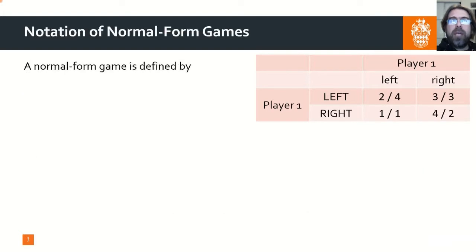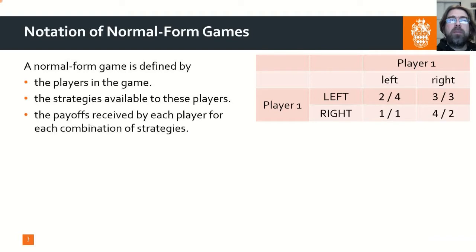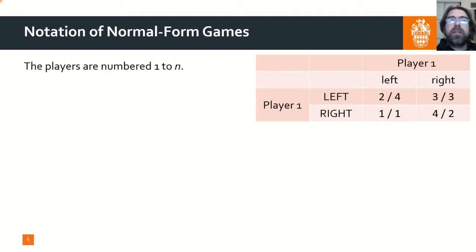Let's look at a normal form game. A normal form game is defined by the players in the game, the strategies available to these players, and the payoffs received by each player for each combination of strategies. The players are numbered from 1 to n. Now in all the normal form games that we have discussed so far, there were only 2 players, which is why we were able to express the game in form of a matrix, but in principle a normal form game can have any number of players. This is why the number of players can go up to n and not just to 2.